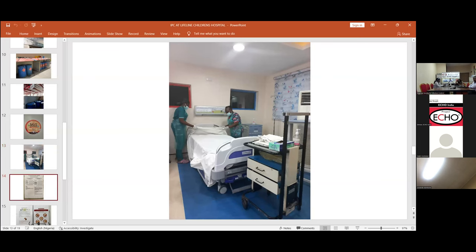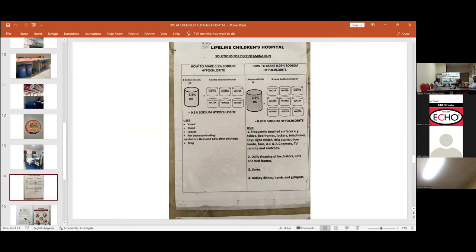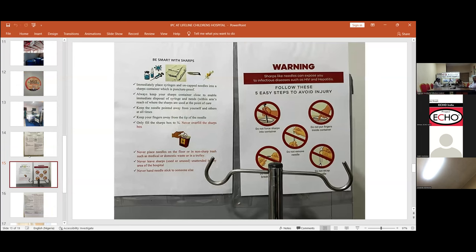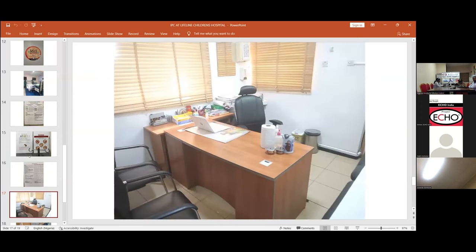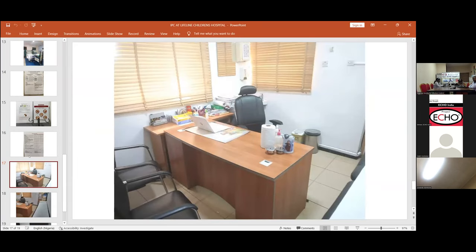Okay, so I think I've shown you this before. And this is just one of the tasks for the janitors. It's just to show what they must do Monday, Tuesday, Wednesday, Thursday, Friday, what they must clean. This is a consulting room. You can see that they use an EMR, hence the computer on each table.